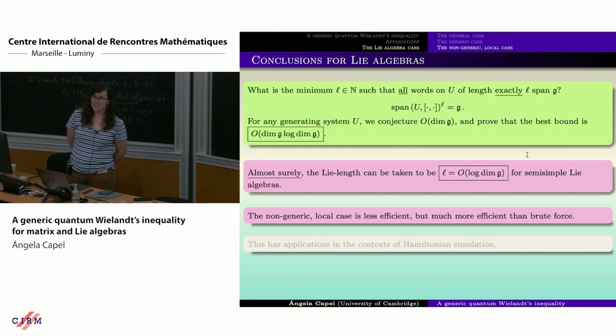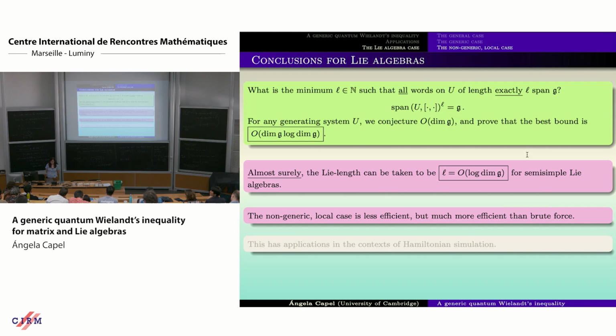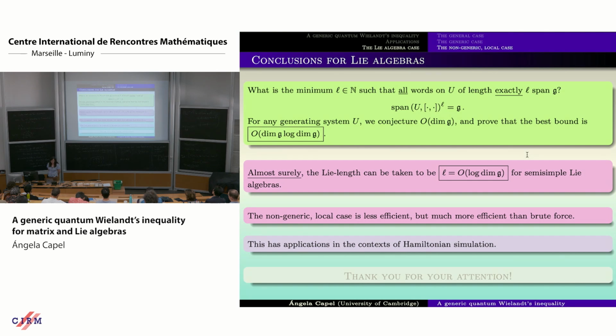And in the non-generic case, which is the case that I mentioned for the circuit, the local case is much less efficient, but still is much more efficient than the brute force. So we are still sort of happy with that. And then this has applications in the context of Hamiltonian simulation. So this is essentially everything I wanted to mention.